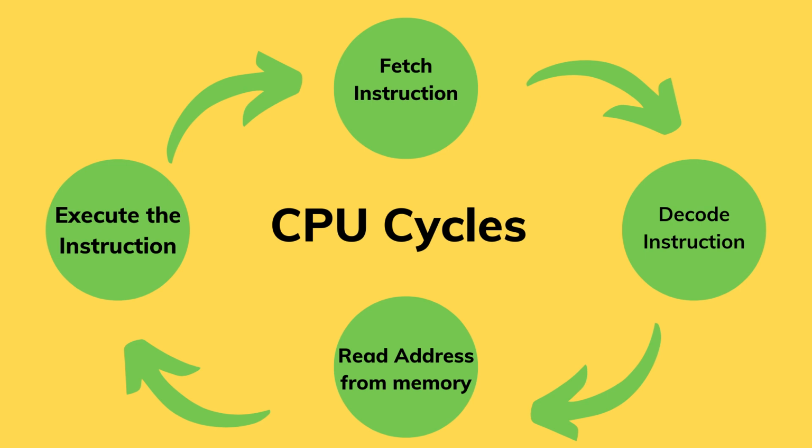The clock speed determines how many instructions the CPU can execute in a given amount of time. The higher the clock speed, the more instructions the CPU can execute per second. The clock speed is the fastest speed at which a CPU can operate, and it's measured in hertz. 1 hertz equals 1 cycle per second. 1 megahertz equals 1 million cycles per second. 1 gigahertz equals 1 billion cycles per second.